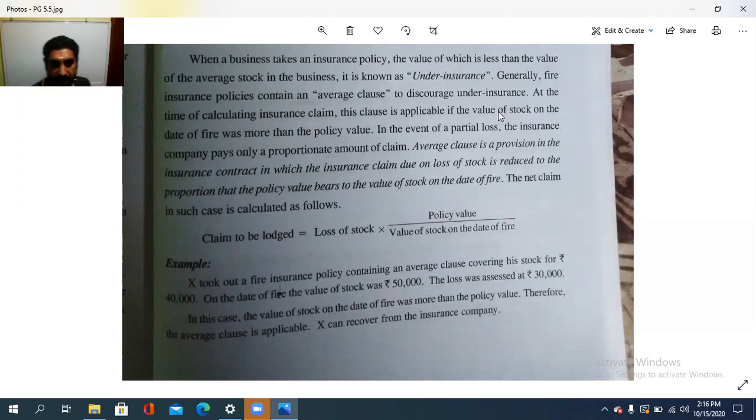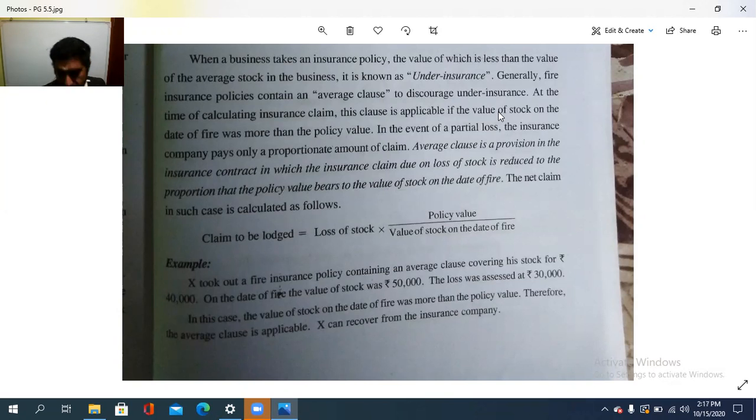Therefore, X can recover from the insurance company as loss of the stock: claim to be lodged is equal to loss of the stock 30,000 into policy value, the insurance policy containing an average clause covering his stock for 40,000, divided by the value of the stock on the date of the fire, 50,000. So how is it to be? This is to be here, then this and this 6,000. So it is 24,000.